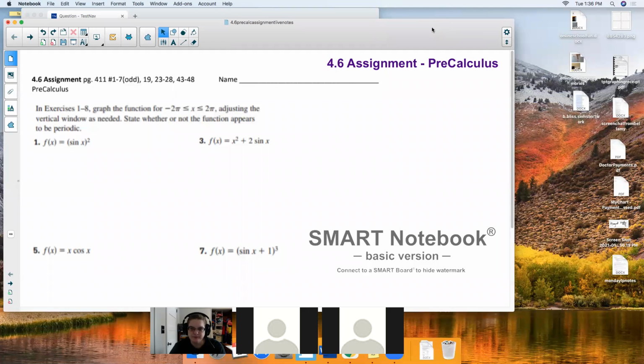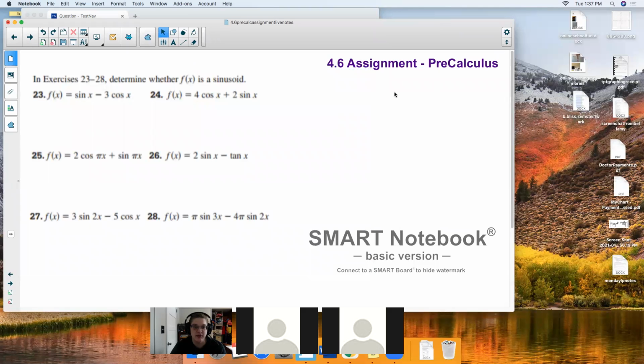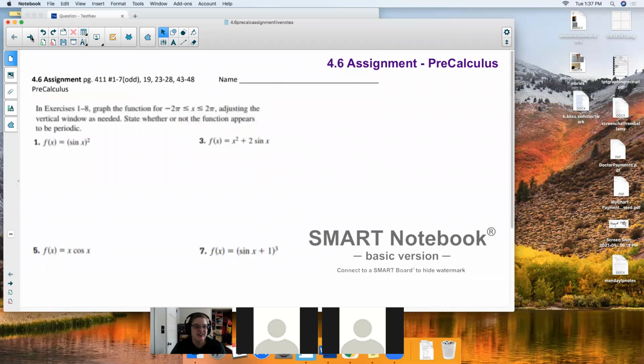All right. So here we are with the 4-6 assignment. We talked about periodic things, and we talked about if things were damped or sinusoidal. So the first thing, we're going to graph the function on -2 pi to 2 pi, so that standard window, and we're going to adjust the vertical window as needed and state whether or not the function appears to be periodic.